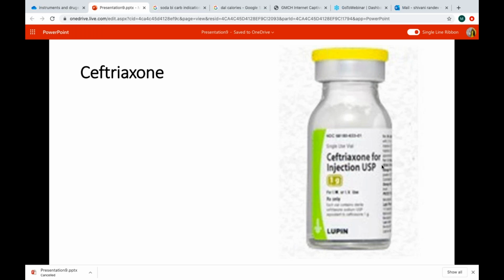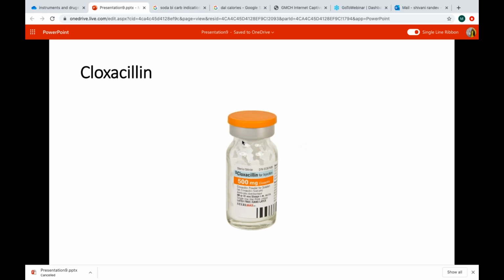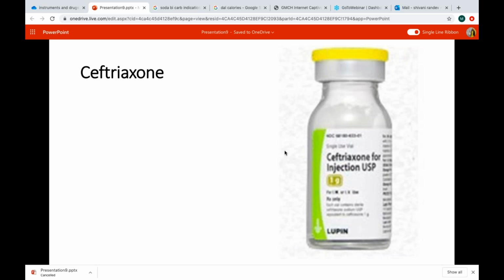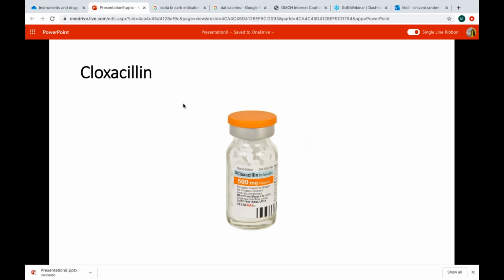We usually use doses around 100 milligrams per kilogram per day in two divided doses. We can use it for urinary tract infection also. So it is one of the most commonly used antibiotics. No, it is not used for hospital-acquired sepsis. So usually we use it for community-acquired infections only.